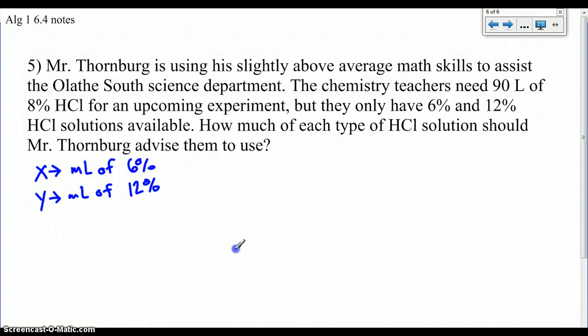Okay, first thing I notice is this. It says they need 90 liters. Right there is your first equation. X plus Y equals 90. The second equation is the one that tends to bother people a little bit. It's when you have to include percentages. I think most people can understand why I write 0.06x plus 0.12y. That represents the 6% of the milliliters of the first solution, and then 12% of the second.